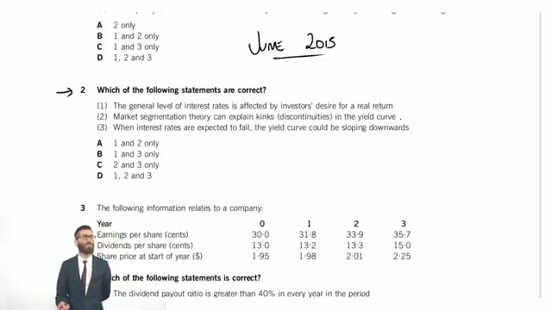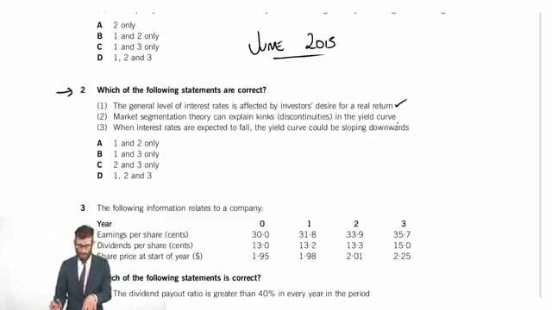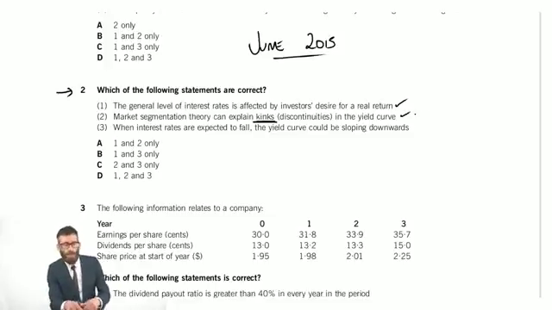Okay, so this is to do with interest rates. The general level of interest rates is affected by investors' desire for real return. That is correct. The real return is the underlying return when you strip out inflation. Market segmentation theory can explain kinks, discontinuities in the yield curve. That is correct.